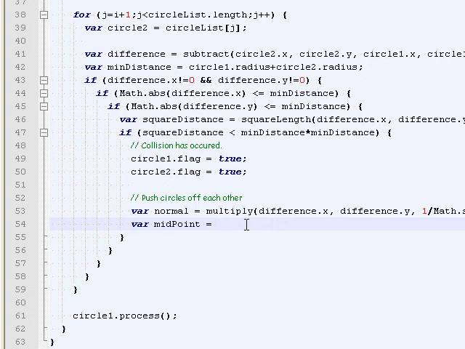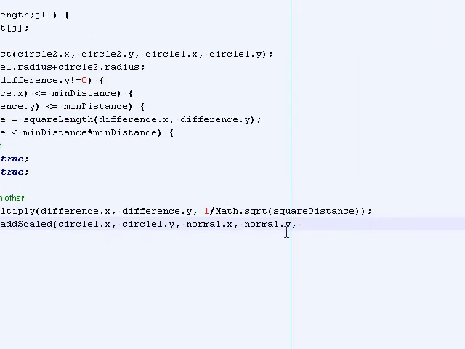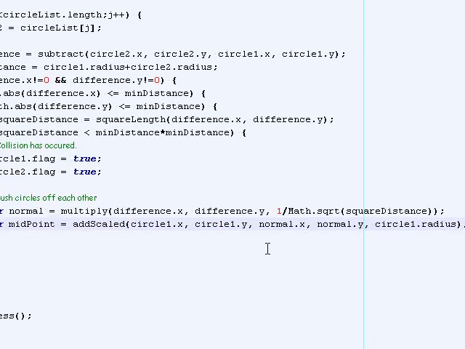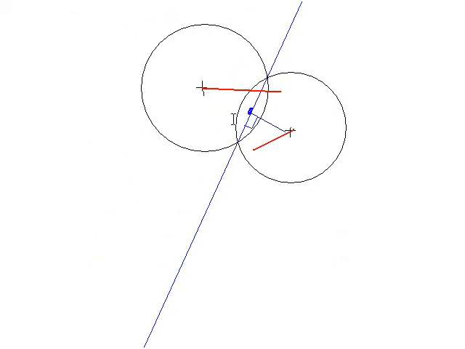Okay, so midpoint is add scaled of circle 1 dot x, circle 1 dot y, to normal x, normal dot y, multiplied by circle 1 dot radius. So that gives us the midpoint. Yeah. No, it doesn't. No, it doesn't. Oh my god.